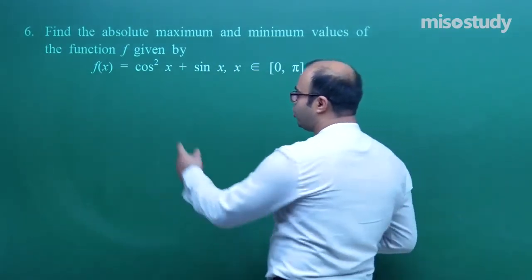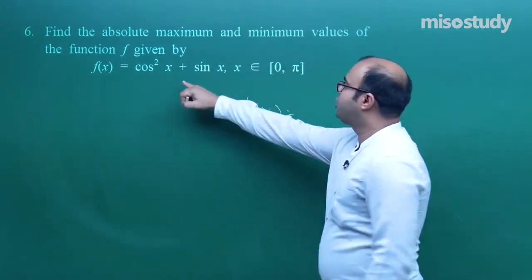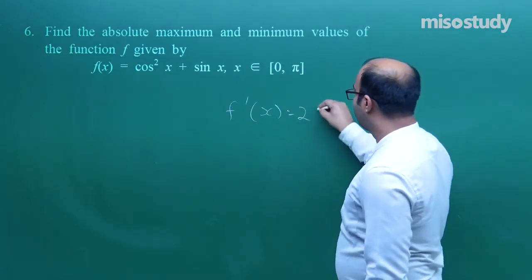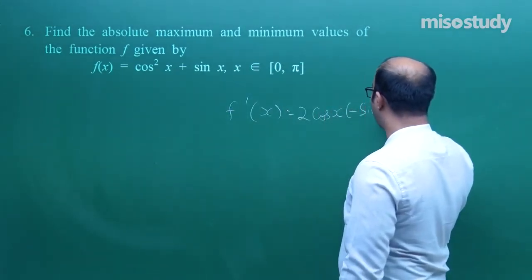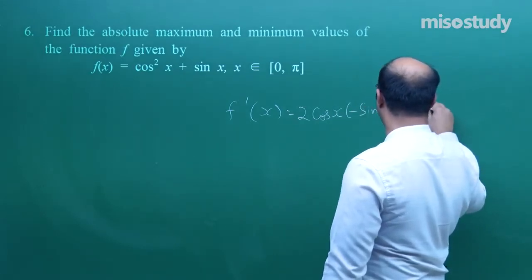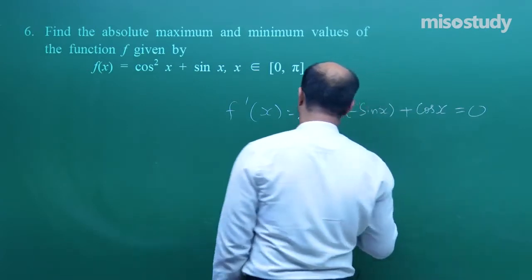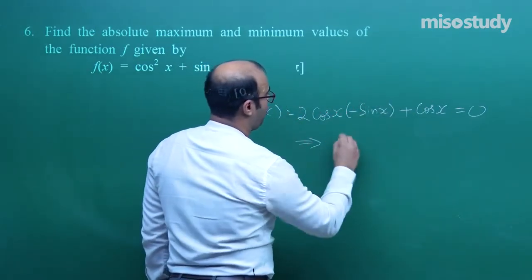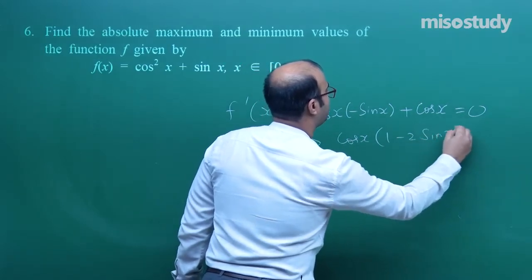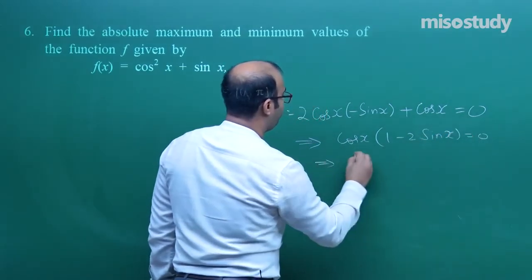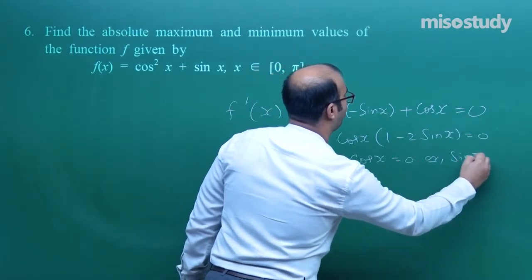That's it. So let us differentiate this f of x. When we differentiate this, f dash x will be 2 cos x into minus sin x, plus sin x will differentiate to give you cos x. We will equate it to 0 as it cannot be undefined. In that case, cos x is common, so cos x into 1 minus 2 sin x is equal to 0. This will give you either cos x is equal to 0 or sin x is equal to half.